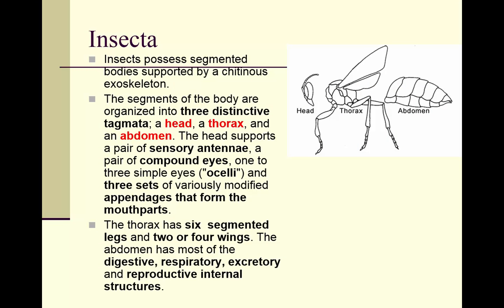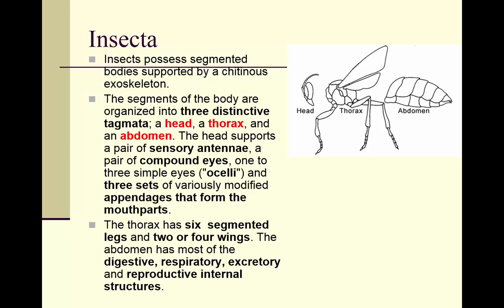Still talking about class Insecta, we know that they have segmented bodies and a chitinous exoskeleton, and the body is divided into three distinctive tagmata or sections: a head, a thorax, and an abdomen. And you can see these in the diagram. They're separated there for you.